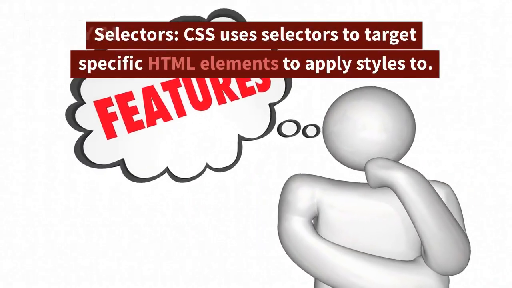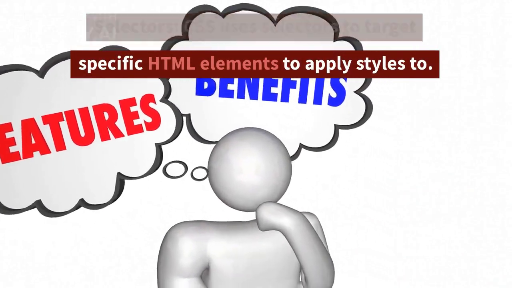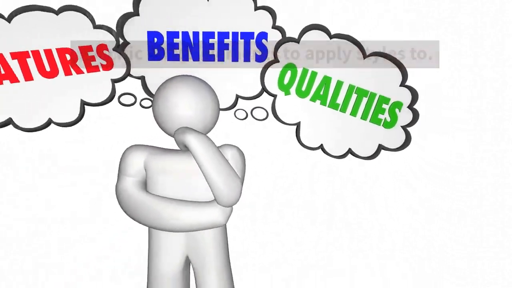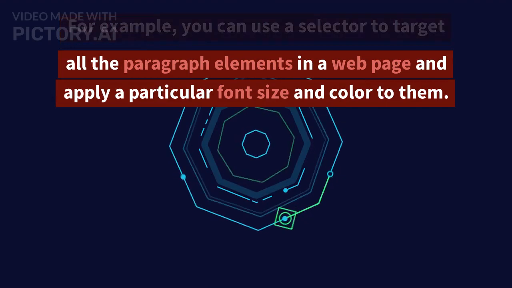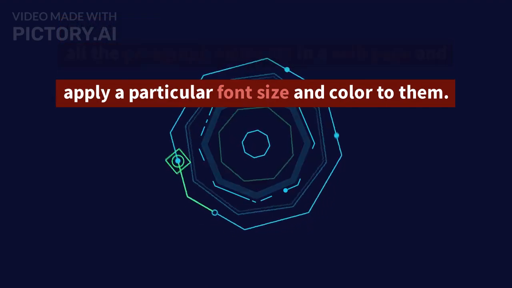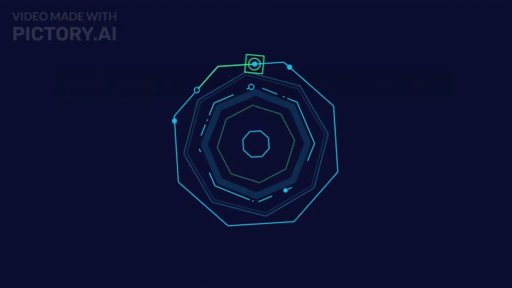Selectors. CSS uses selectors to target specific HTML elements to apply styles to. For example, you can use a selector to target all the paragraph elements in a web page and apply a particular font size and color to them.